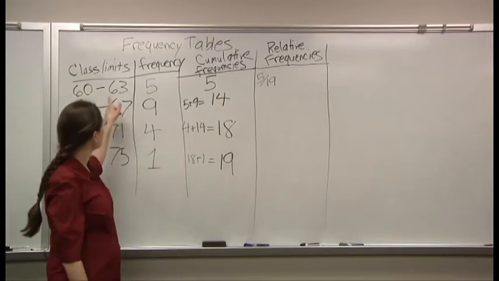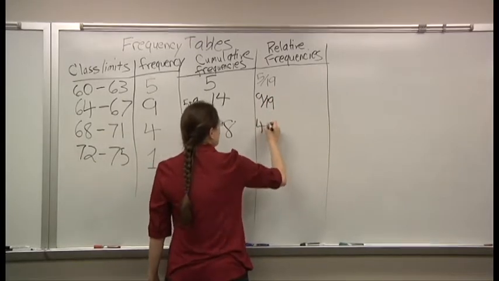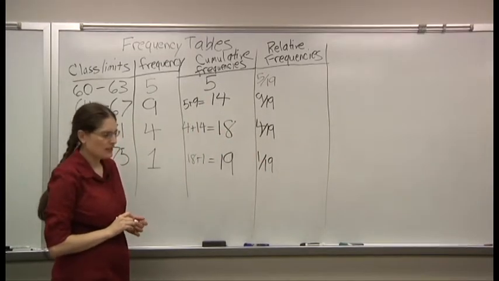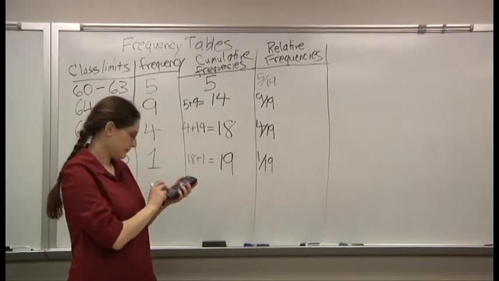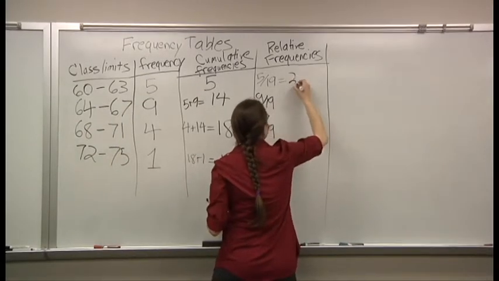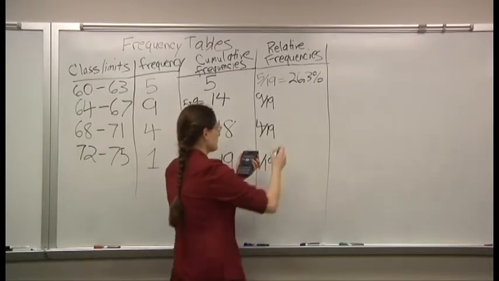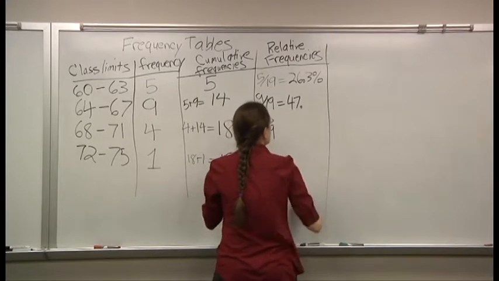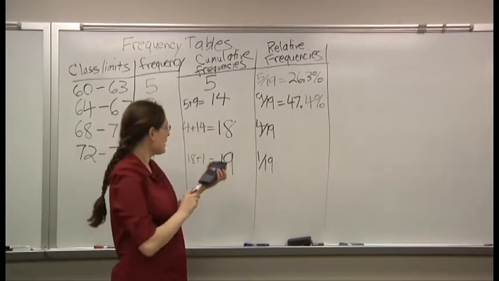So 5/19 of the group is in the first class. 9/19 is in the second. 4/19 in the third, and 1/19 in the last. Those are weird fractions. Let's make them percents. How do we do that? Calculator. 26.3%. Sorry, 47.4%, because I am rounding to the nearest 1/10 of a percent.